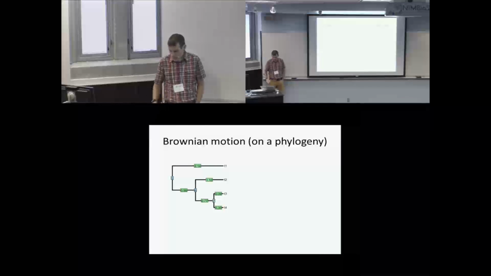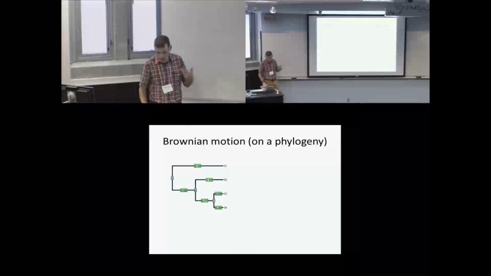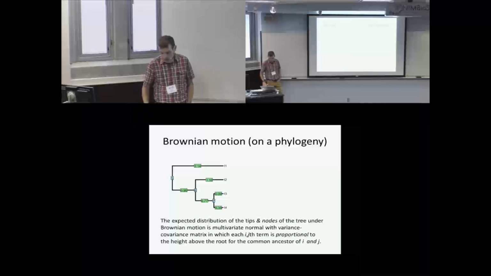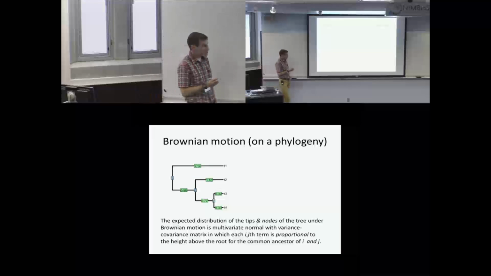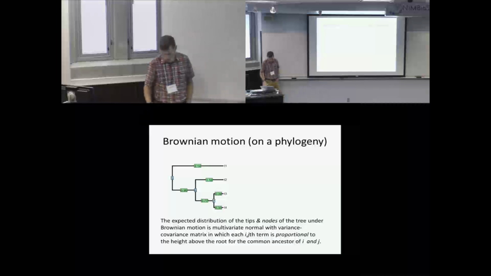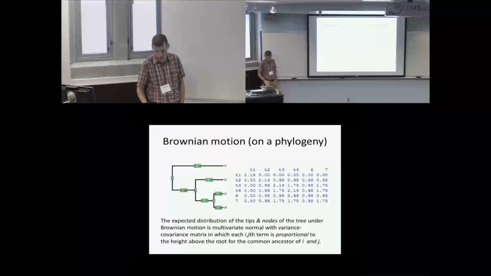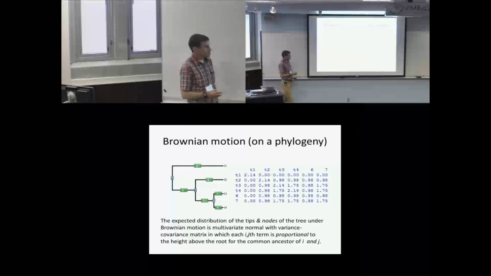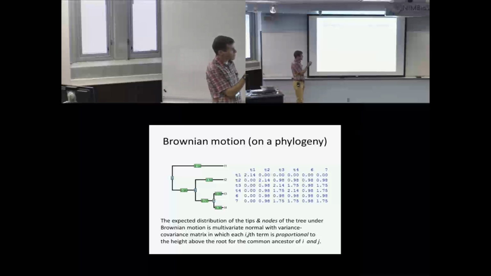And so we can say that the expected multivariate normal distribution between the tips and the nodes is also multivariate normal, in which, once again, the ij term is just proportional to the height above the root for the common ancestor of i and j, and that includes nodes.